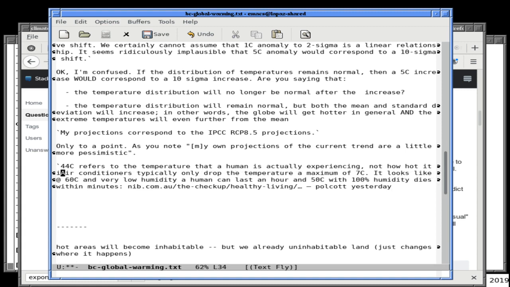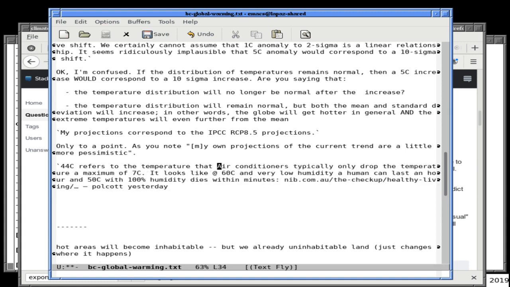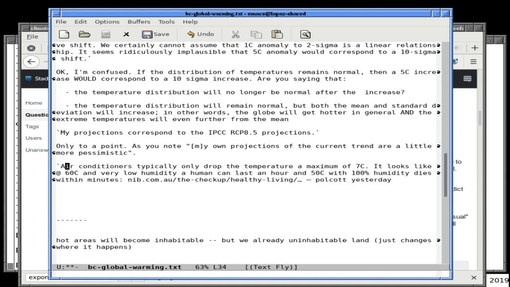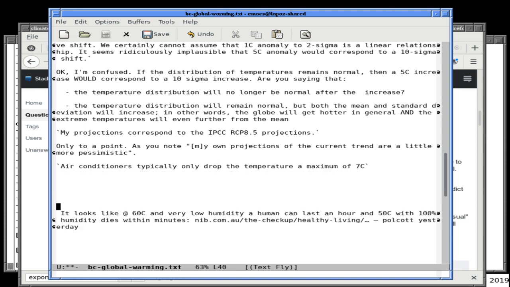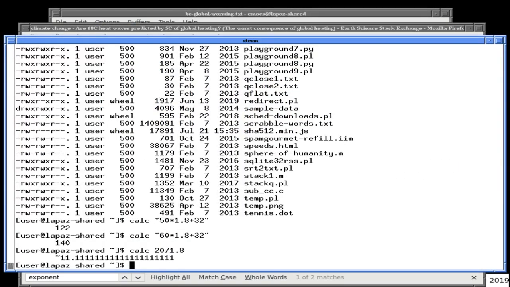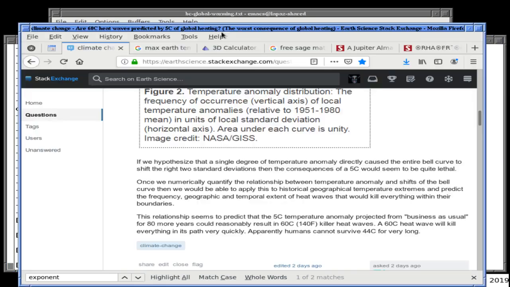And I don't think this is accurate. I found some sources that say it's not accurate. But fortunately, they're not actually on this machine, so I just realized I probably should have put them here. Air conditioning typically only drops the temperature a maximum of 7C. This isn't actually true. One of the places even says it's limited to 20 Fahrenheit, which would be 20 over 1.8, or I don't know, 11 Celsius. It actually said it could be even cooler, but then the air conditioning would become uncomfortably cool. But that's not necessarily an issue.